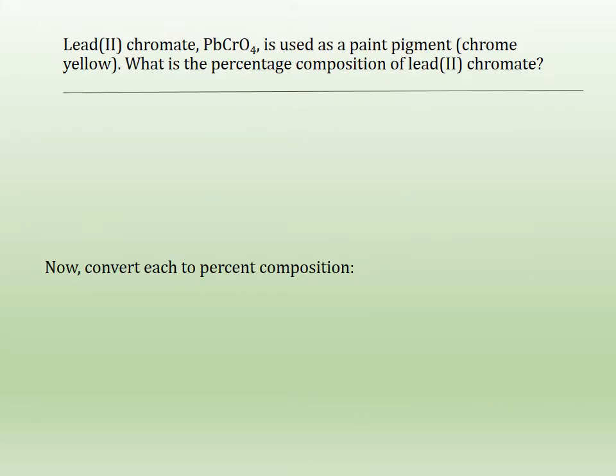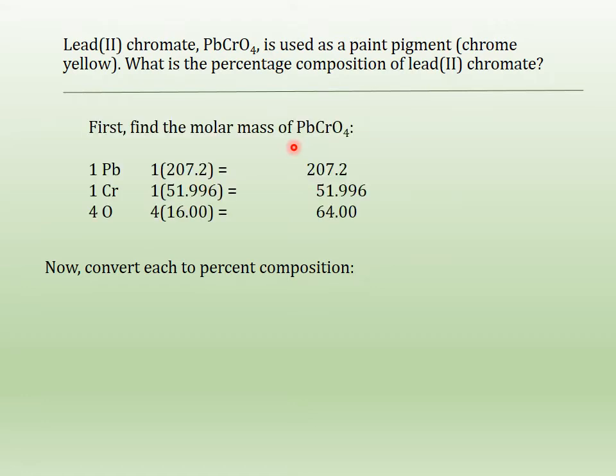Lead chromate is used as a paint pigment. What is the percent composition of lead chromate? Now, when we talk about percent composition, it means you need to find the percent of each of the substances in there. So first you find the mass of lead chromate, which is PbCrO4. That's given to you.